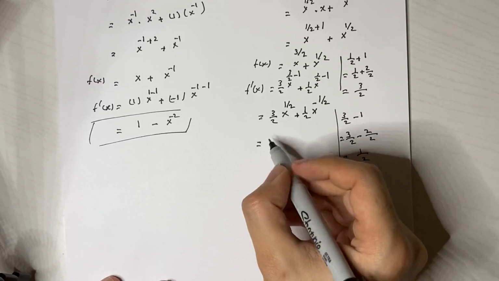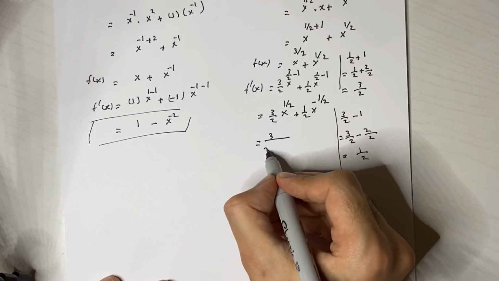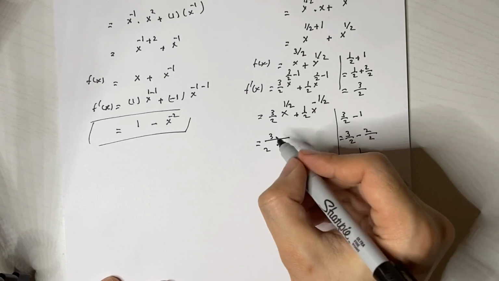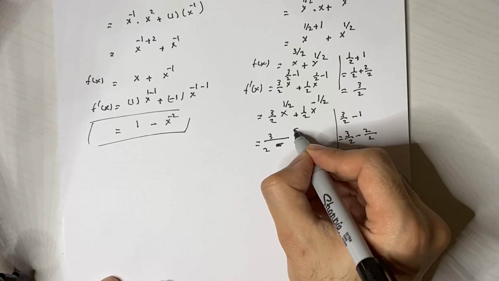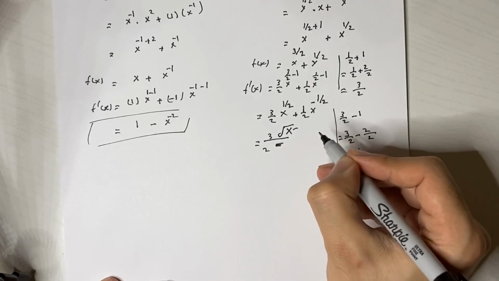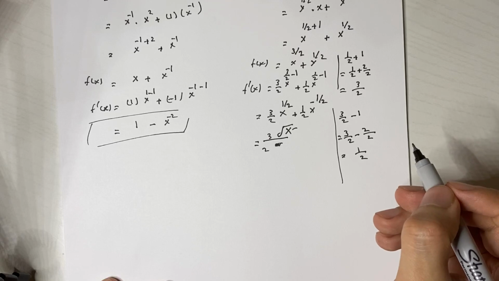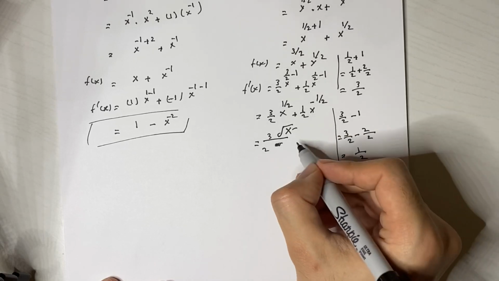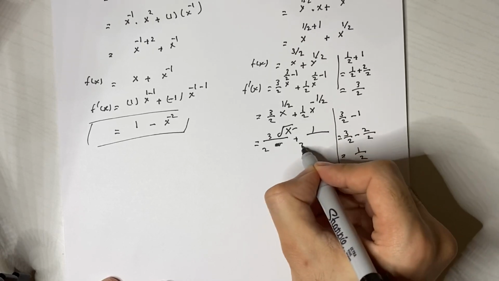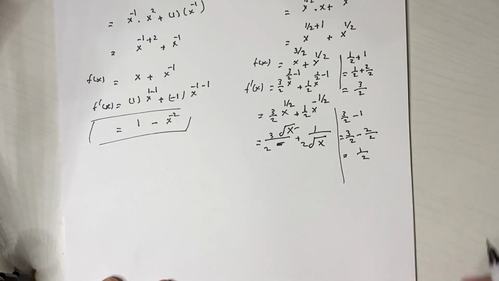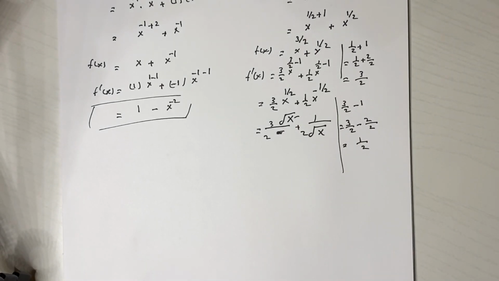Also, we can rewrite this. So remember, the power of half is just the square root of x. So 3 over 2 multiplied by the square root of x, then plus a half times 1 over the square root of x. That's the derivative.